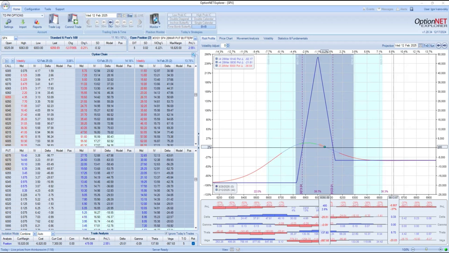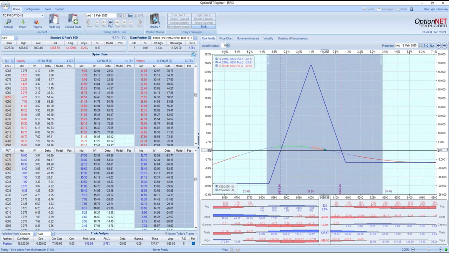We are looking at an S&P 500 broken wing income butterfly that we put on 5 days ago. And real quick, we can also look at where we are right now relative to where we were when we took the trade. Essentially, we saw no change in price.